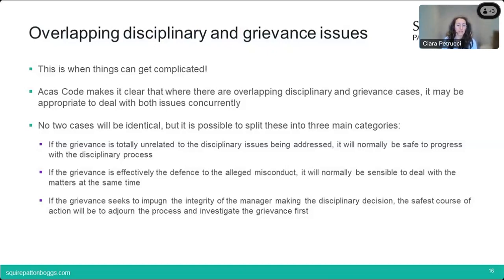But the third category, and again, this comes on to the bias questions that we've had, is if the grievance seeks to challenge the integrity of the manager making the disciplinary decision. So, for example, my manager's always had it in for me, they shouldn't be the one to make the decision, they've been bullying me, they want me out. Usually the safest course of action in that case is going to be to adjourn the process and investigate the grievance first, because any decision that that manager makes is always going to be overshadowed by the fact that they were accused of all of these things before having made that decision.